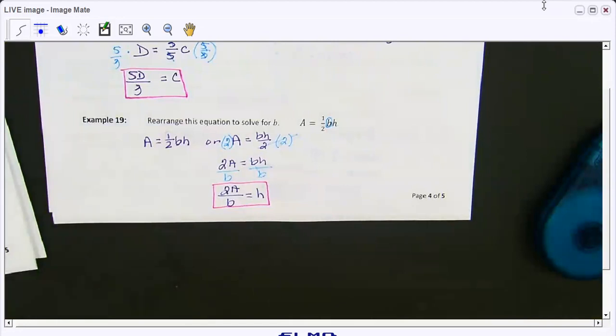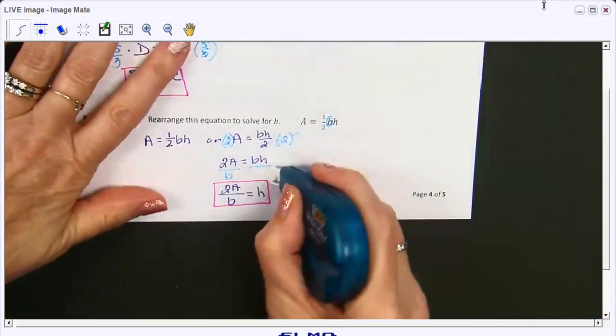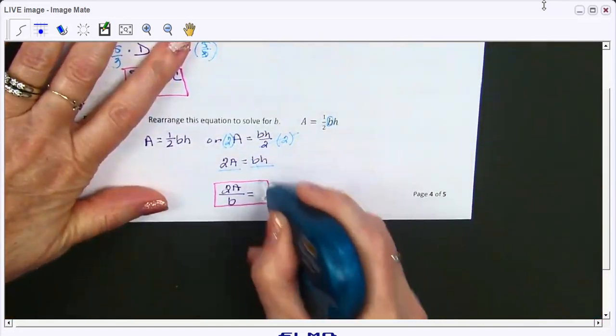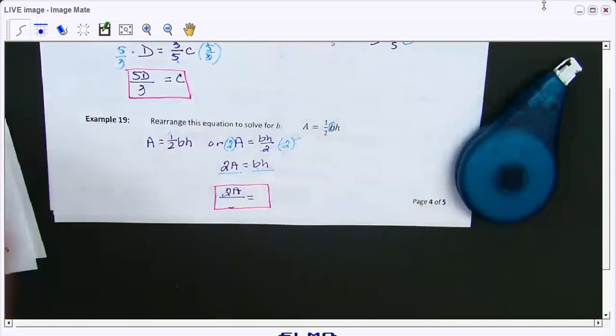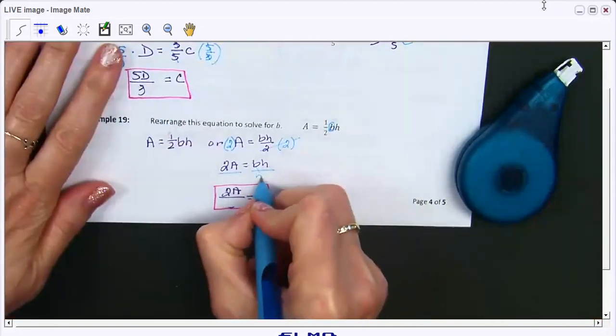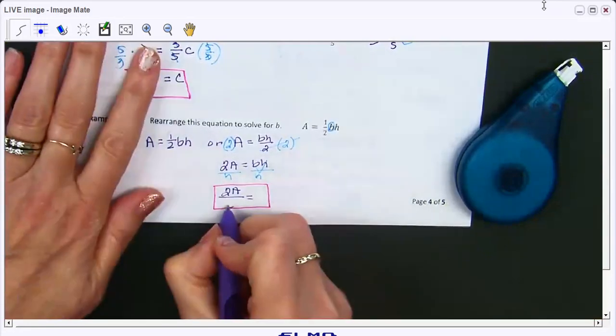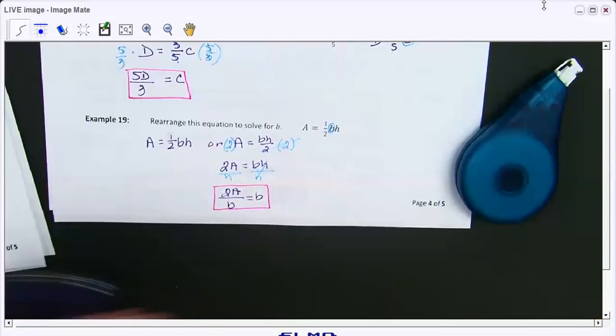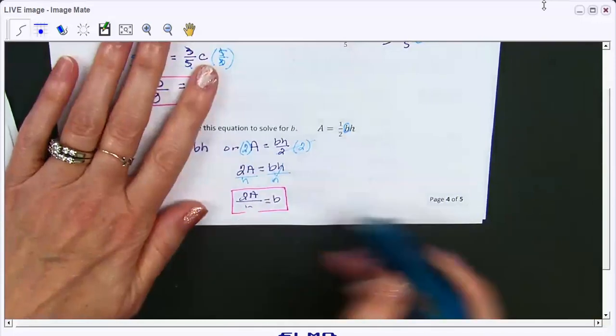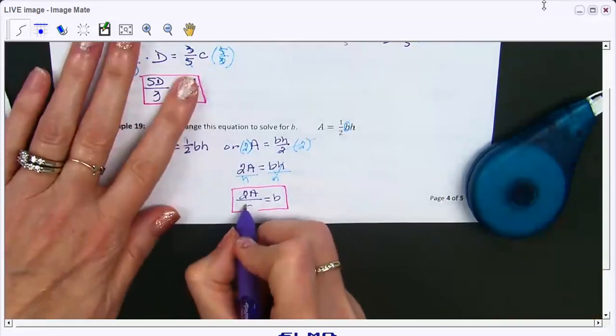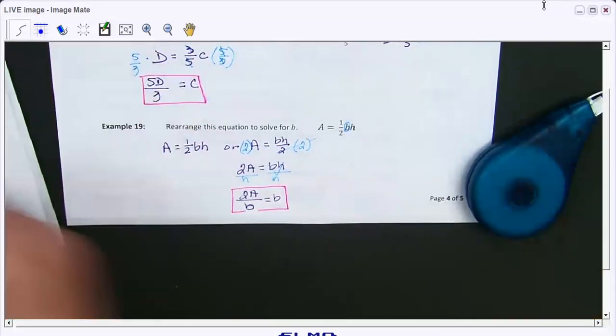We're solving for E. We're solving for E. Okay. H. We're dividing by H. So 2A over H equals B. Oh, that still looks like B.